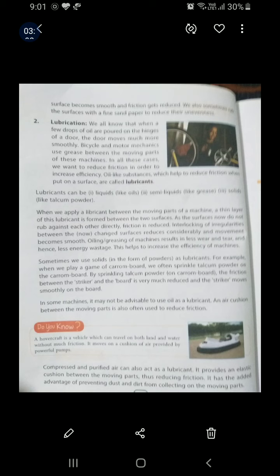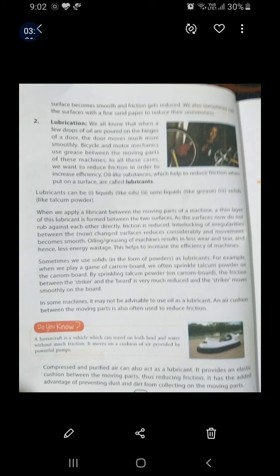Sometimes we use solid lubricants also. One example is when we play carom, we sprinkle talcum powder on the carom board. Do you know what is the reason behind it? By sprinkling talcum powder on the carom board, the friction between the striker and the board gets reduced and the movement of the striker becomes smooth on the board.